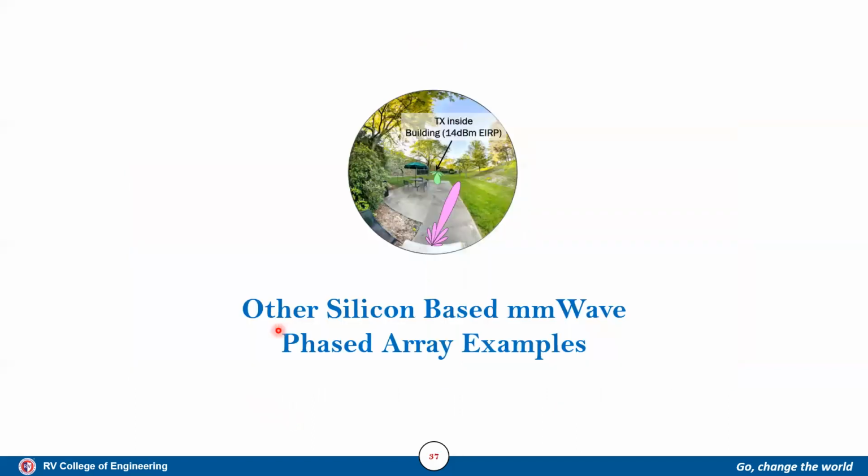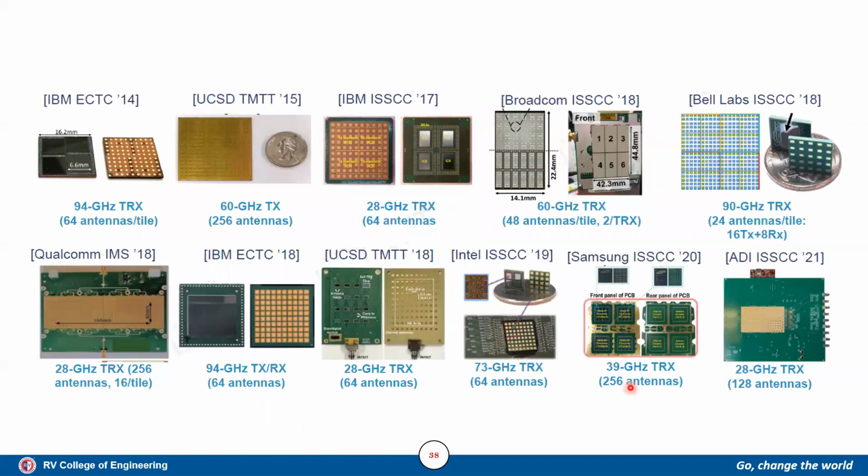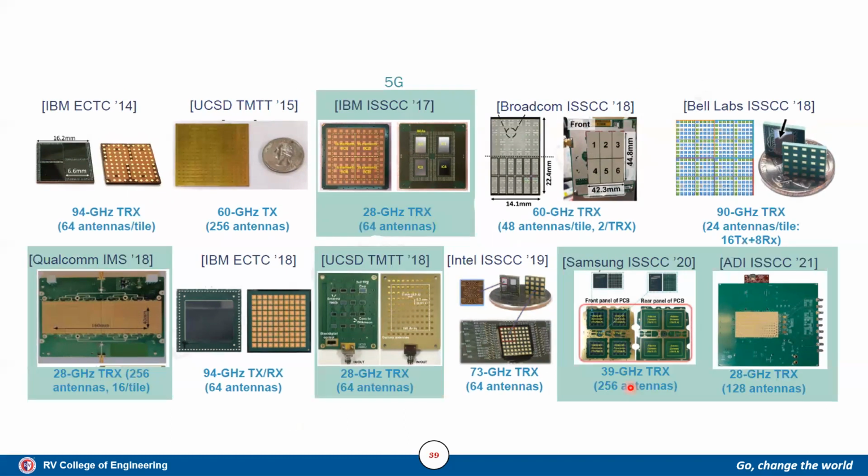So let us see some other 5G or 6G enabled chips. This is a chart representing the very recent improvements that have come on the RF front end of 5G systems. Among these, the highlighted ones are suspected to be used for 5G because they fall in the frequency spectrum of 5G. The first one is what we have discussed, a 28 gigahertz transceiver chip consisting of 64 antennas.